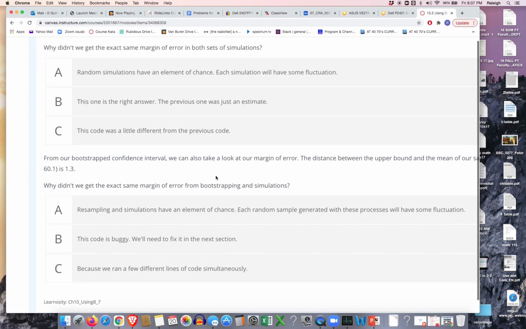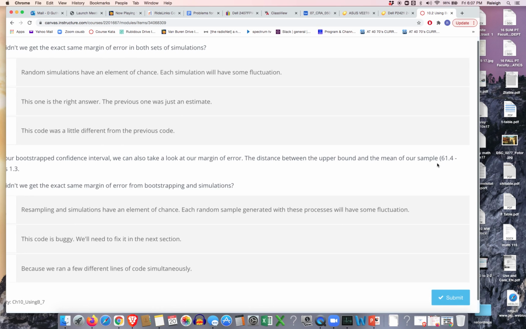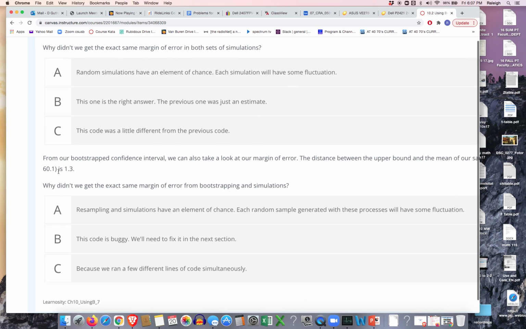And to finish this one off, we say from our bootstrap confidence interval, we could also take a look at the margin of error, the distance between the upper bound and the mean, which is 61.4 minus 60.1 is only 1.3, a little bit smaller. Why didn't we get the same exact margin of error? Well, we already said they're going to be a little different. And yeah, both resampling and simulations have that element of chance, and each random sample generated with these processes will have some fluctuation, absolutely.